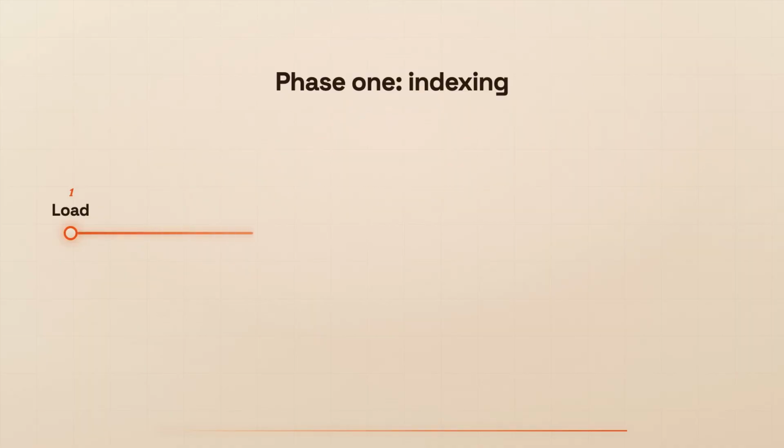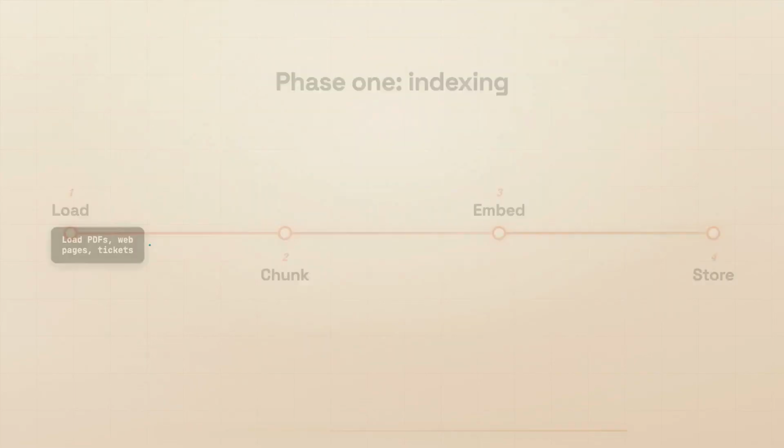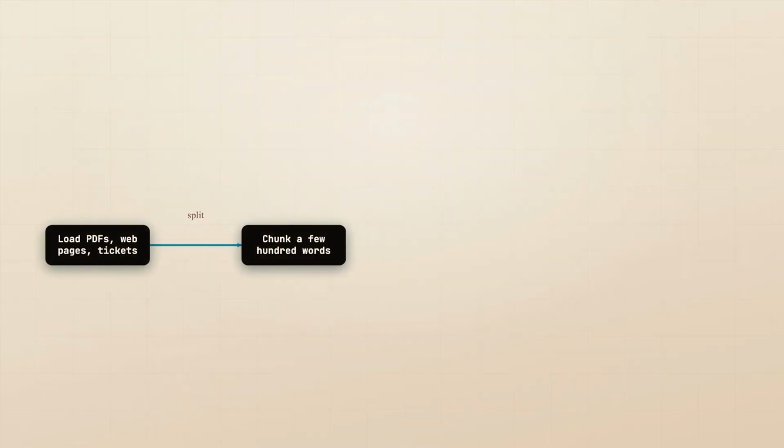Indexing is 4 steps, and each one is simple. Load. Pull in your raw sources, PDF, web pages, support tickets, whatever you have. Chunk. Split each document into small passages, a few hundred words each. You search and retrieve chunks, not whole documents, because you want to hand the model the relevant paragraph, not a 40-page manual. Embed. Run each chunk through an embedding model.